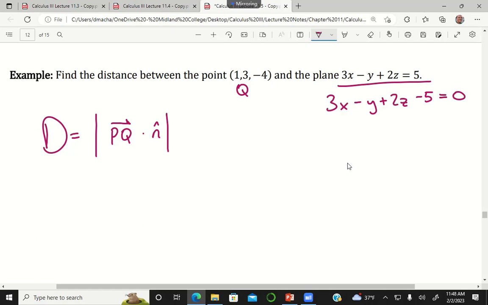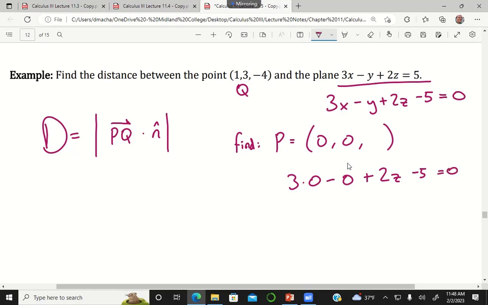The first step is I've got to find some point that belongs in this plane. And to find just any old point, I'm going to let my x and y coordinates just be 0. And then I'll find what z has to be if I make x and y 0. You have that sort of flexibility. So this would be 3 times 0 minus 0 plus 2z minus 5 equals 0. That tells me that z has to be 5 halves. So the point (0, 0, 5/2) is just any old point, but I know it belongs to this plane.